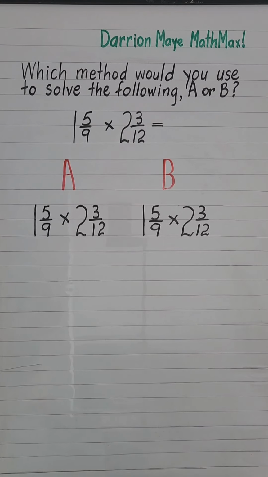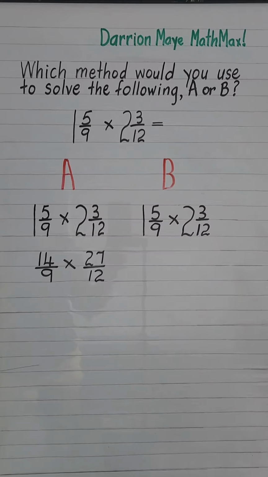Which method would you use to solve the following? Would you use A or B? So first, whether A or B, we're going to change the mixed numbers to improper fractions.